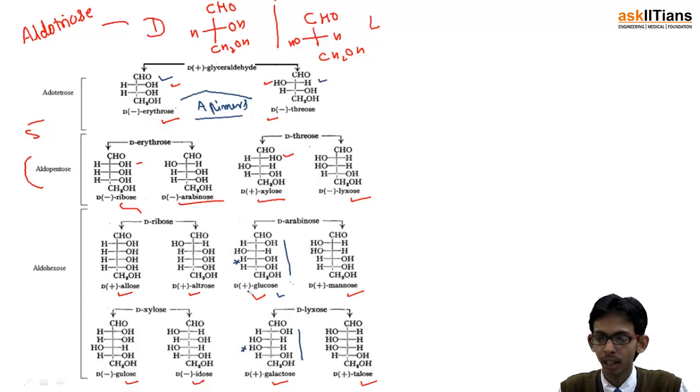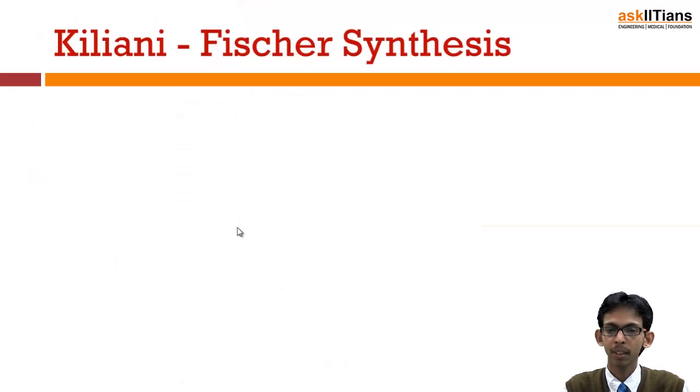So these two are also epimers. Epimers are those monosaccharides which differ from one another only by the orientation of the group at only one carbon atom. So this was the structures of various monosaccharides. Next is Kiliani-Fischer synthesis.